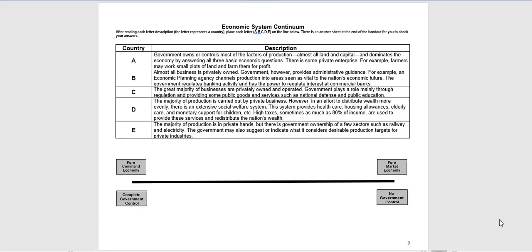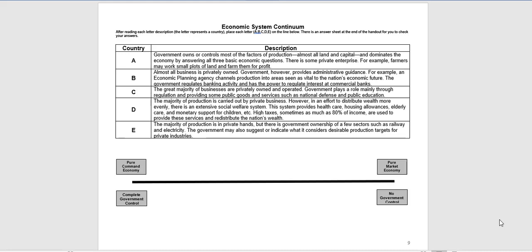We're on to our second activity here, the economic system continuum. That's on the next page after all of those regulations that we see in the US government that I asked you guys to read through. So here are your directions. After reading each letter description, the letter represents a country, place each letter A, B, C, D, or E on the line below. There is an answer sheet at the end of the handout for you to check your answers. So what I'd like you to do is read through each country description and then determine where you think it goes on the line below.